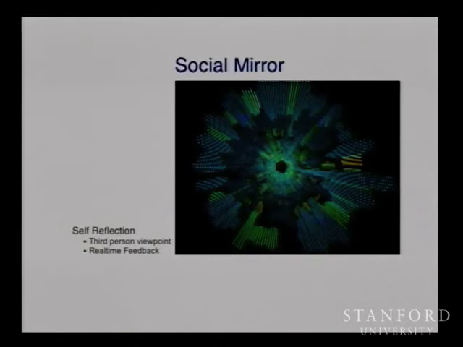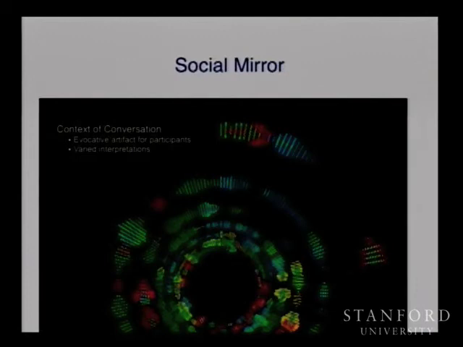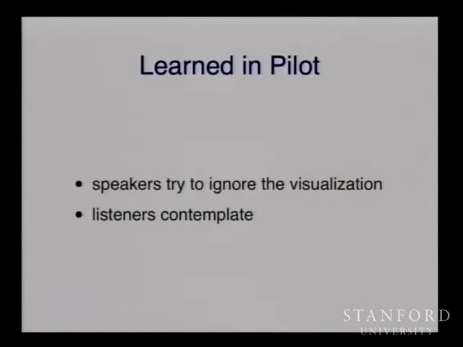So, and again, the history is key here, and it's persistent, which is why you can see it at a glance. Again, you get the context of the conversation and an evocative artifact. One of the things that people often ask us for is postcards they could take home after the studies. One person said, I wish I could have the day I proposed to my girlfriend as a picture, so we could put it up in our living room as an evocative artifact of the conversation. So we first started doing a pilot study in this.